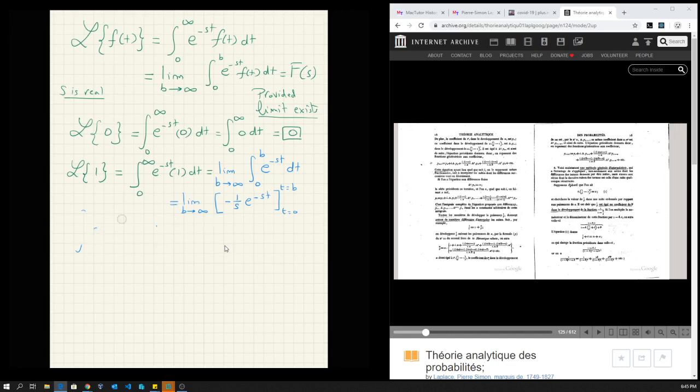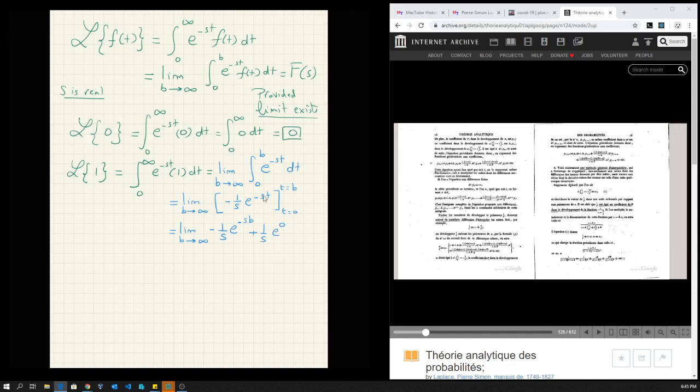So let's get rid of all of this. Again, don't do the limit yet. Plug these in first. So put b into the t, and then put 0 into the t and subtract. So this becomes the limit as b approaches infinity of negative 1 over s e to the negative s times b minus, this already has a minus, so minus minus becomes a plus, 1 over s e to the 0.